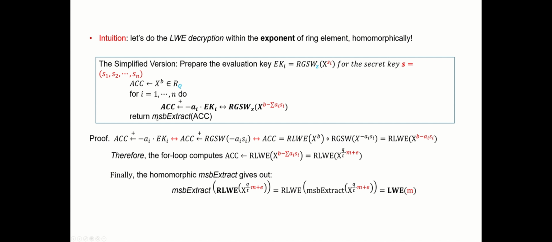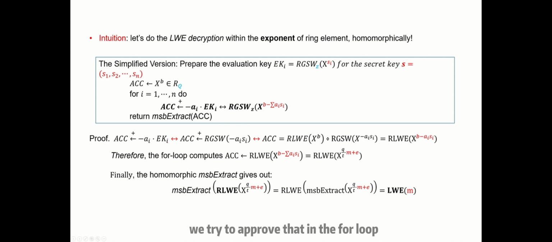So finally, I perform the MSB extraction function to get the new LWE ciphertext with much smaller noise inside. So now I claim that this one is the algorithm that correctly returns another LWE encryption of the message M. The proof goes like this.